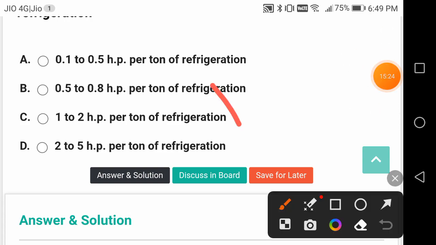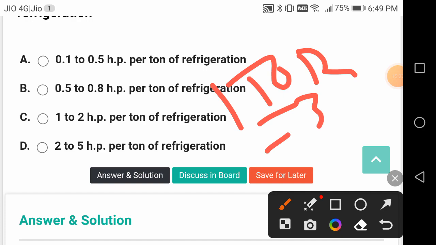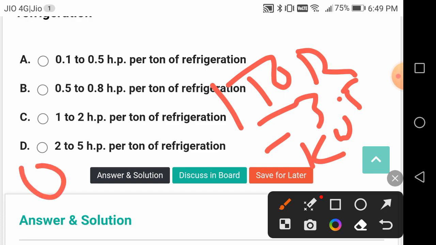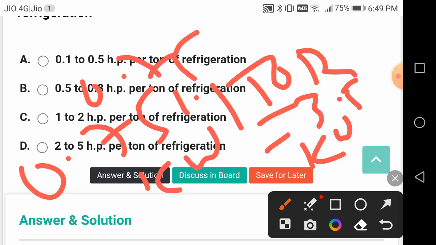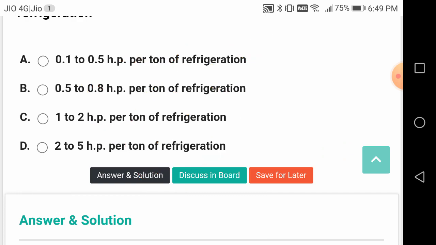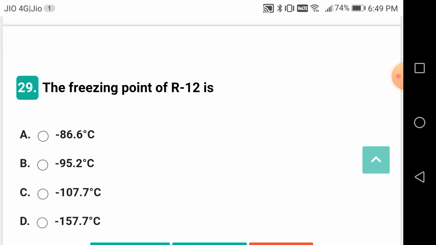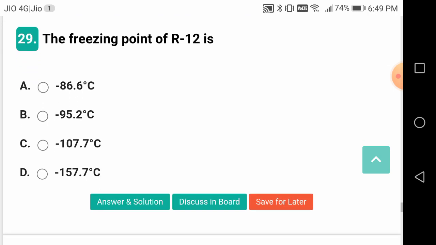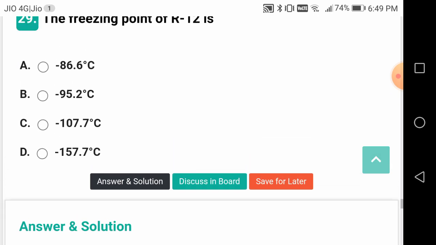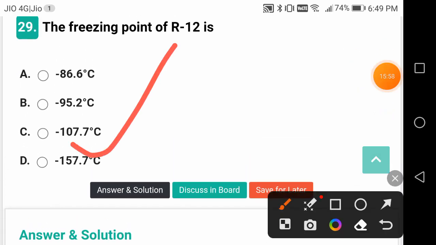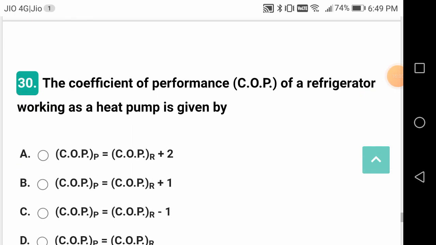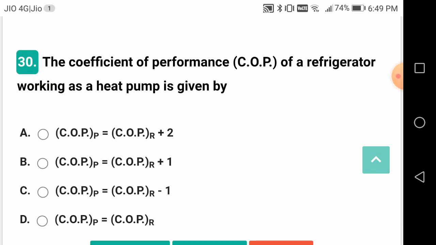1 ton of refrigeration is equal to 3.5 kilowatts. So you need 2 HP, and 1 HP is approximately 0.75 kilowatts. That means 0.75 to 1.5 kilowatts per 3.5 kilowatts of heat to be absorbed to cool the space where we want the cooling. The freezing point of R12, this is a good question, friends. Remember this, it is minus 157.7 degrees centigrade.